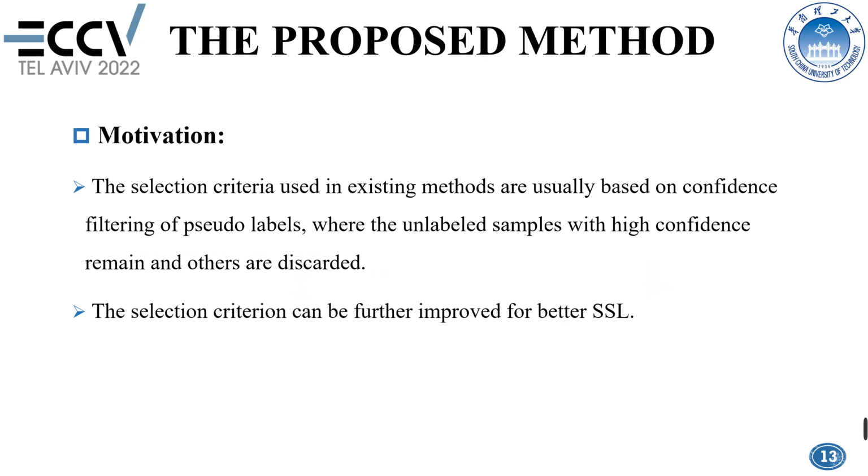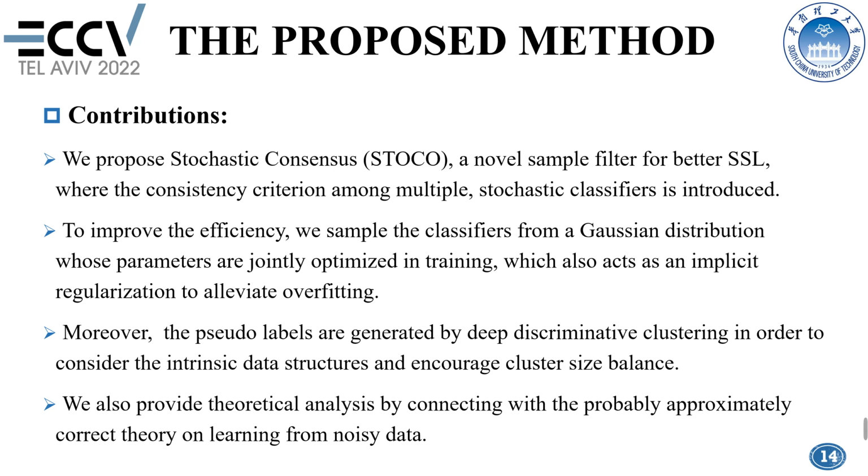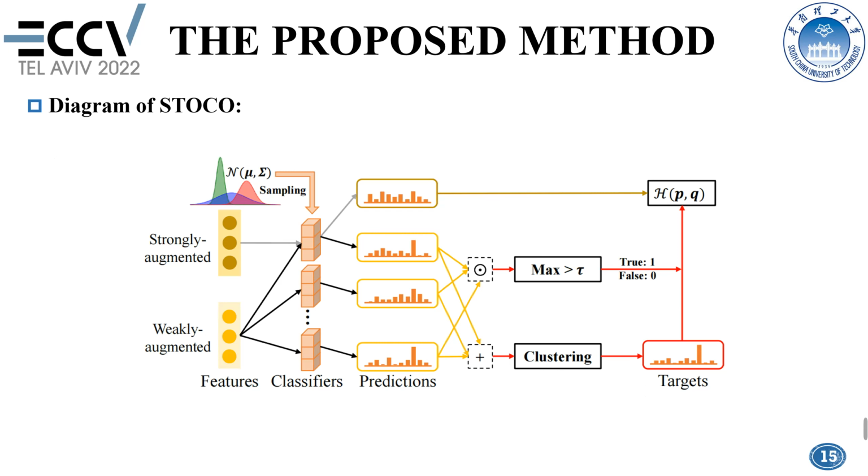The selection criteria used in existing methods are usually based on confidence filtering of pseudo-labels, where the unlabeled samples with high confidence remain and others are discarded. We in this work show that the selection criterion can be further improved for better SSL. We summarize our main contributions here. This is the diagram of our method.